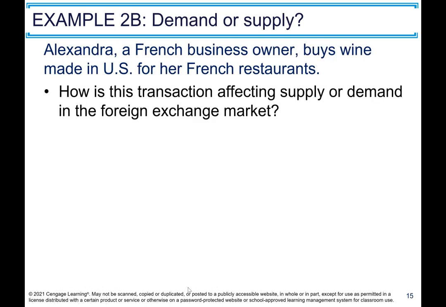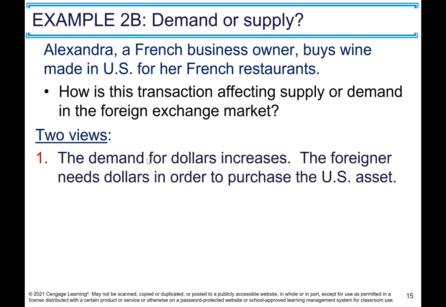2b, demand or supply. Alexandra, a French business owner, buys wine made in the US for her French restaurants. How is this transaction affecting supply or demand in the foreign exchange market? Two views. One, the demand for dollars increases.